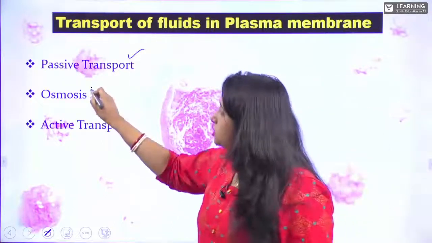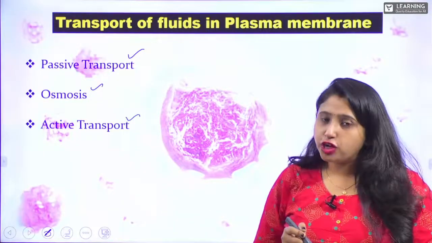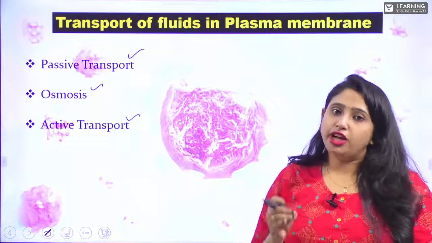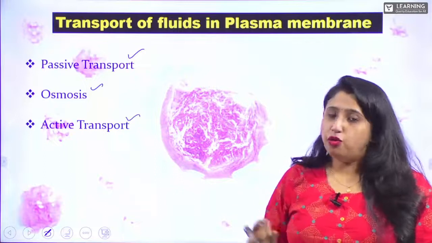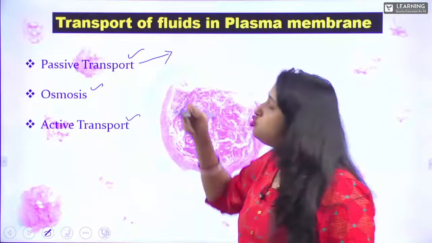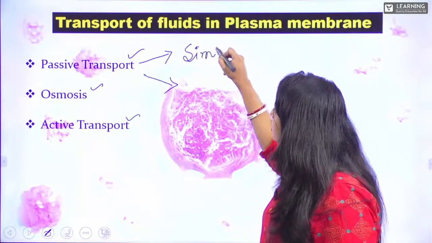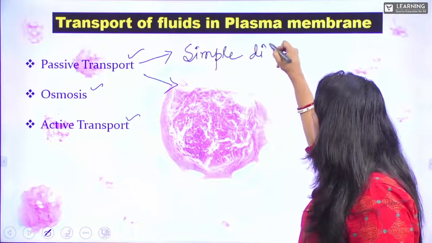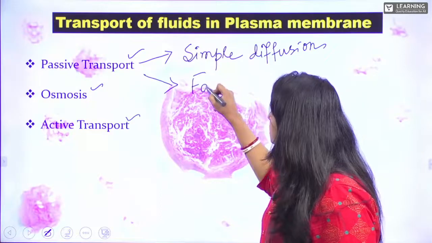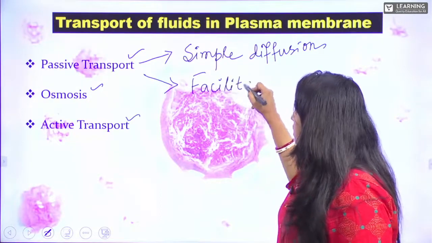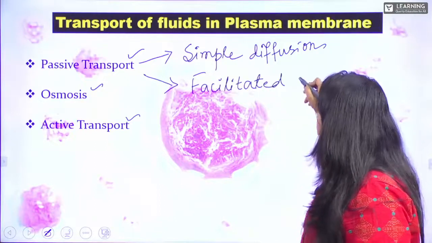Another is osmosis, and the third one is active transport. In active transport, involvement of ATP is required. Passive transport is again divided into two types: simple diffusion and facilitated diffusion.